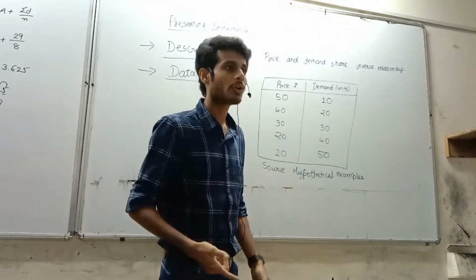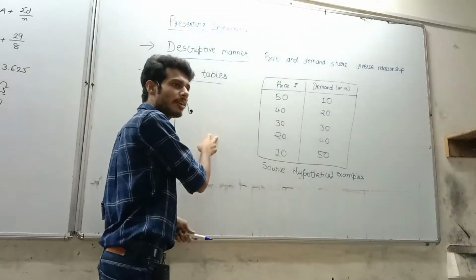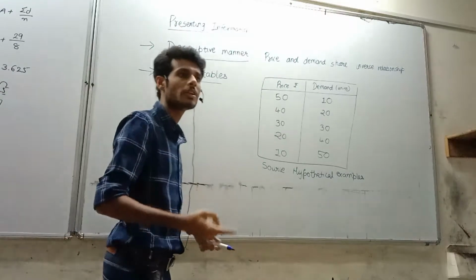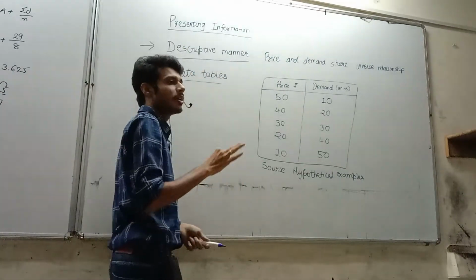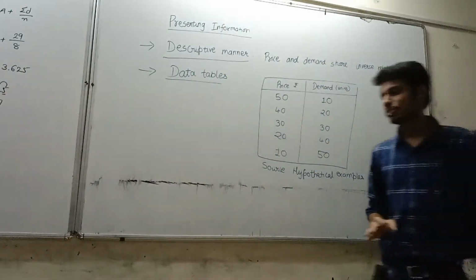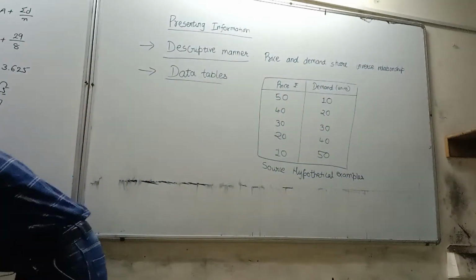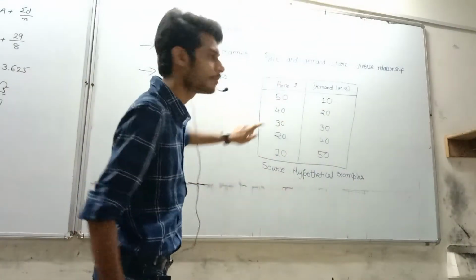It is very important. Now, this was the second manner in which you can represent data in economics. The third one is by way of a diagram or a graph. So I am going to draw a diagram here using this particular data.